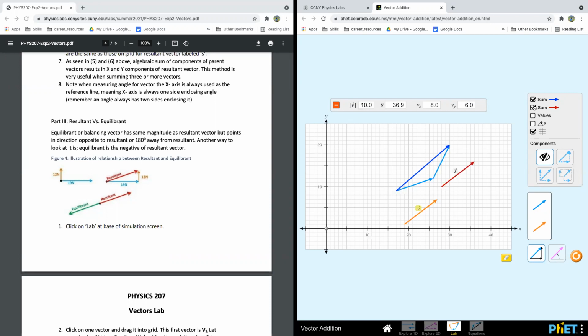So let's put a value here. Okay, so you can see all the values, right? So this dark blue is the resultant. If I want to get an equilibrium, what should I do? I just say, okay, the dark blue is 17, and maybe I put the angles here as well. So I just put it here. I have to make sure this angle from the dark blue to the orange is 180.